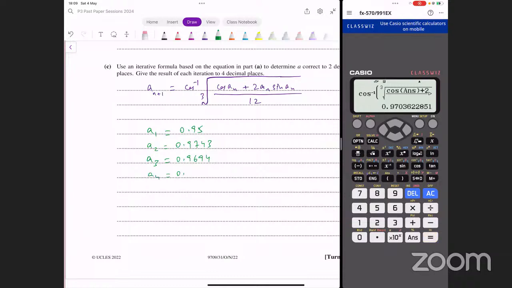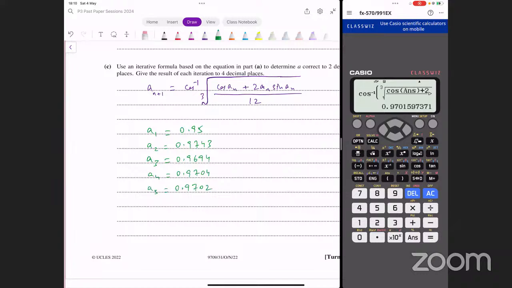Press the equal button again. A4 turns out to be 0.9704. Again, rounding off the last digit. Press the equal button again. It becomes A5, that is 0.9702. Again, round off the last digit. You need 4 decimal places. The last digit has to be properly rounded off.